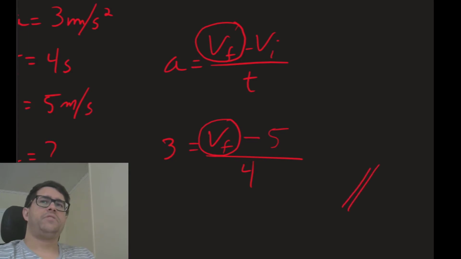So what's the opposite of divide by 4? It is times 4. I'll also note here that 4 is actually the time, right? 4 is the time. So I'll say we're actually doing times t. And I'll come back to that in a second.